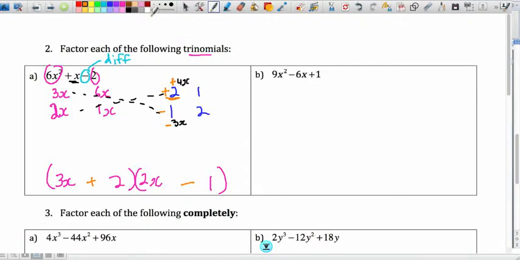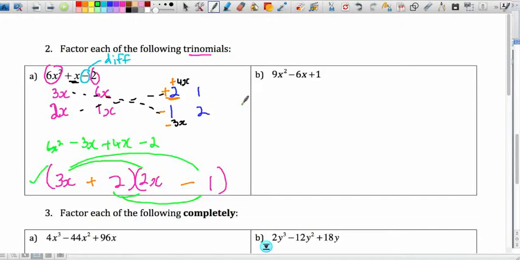As you know, we can double check our answer using distribution, and so if we wanted to do that very quickly, we could say that's going to give us the 6x squared, that's going to give us minus 3x, that's going to give us plus 4x, and that's going to give us minus 2, and that will in fact simplify to 6x squared plus x minus 2, and that confirms that our answer is correct. Again, this is not a required step, but just allows you to check.